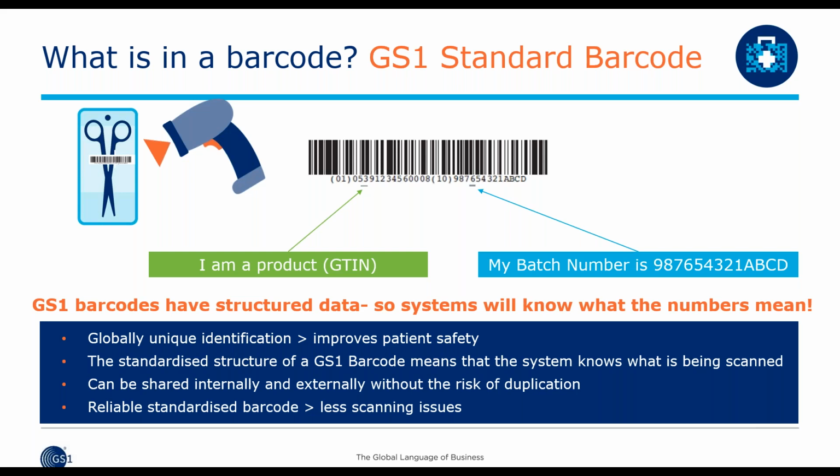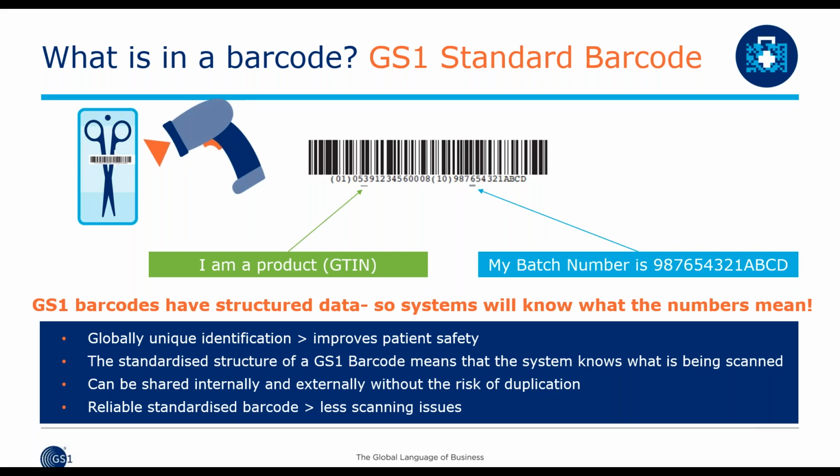Whereas here we have a GS1 standard barcode. As the data is standardized and structured, the systems will know what the numbers mean when the barcode is scanned. So in this example on the slide, we see a GS1-128 barcode being scanned. When it's scanned, the system will know that the number is referring to a product, as there is a GTIN, and it will also know that it is from a certain batch. I'll speak more later on the specifics of how these identifiers work and how the data is structured.